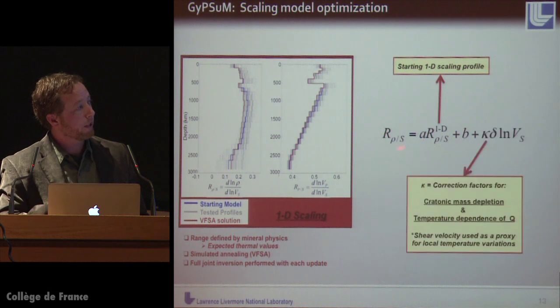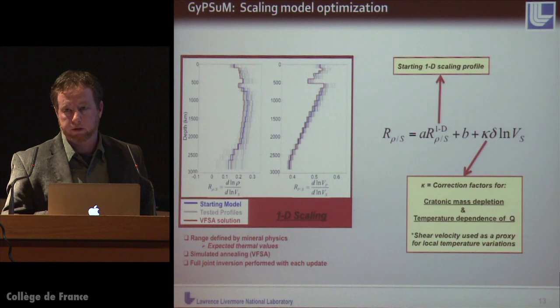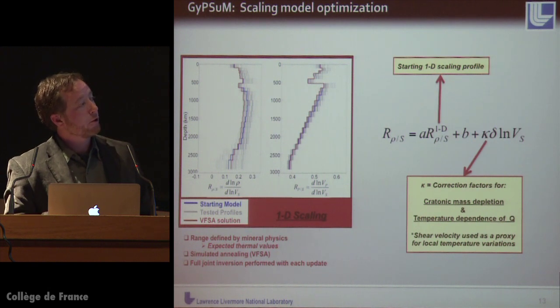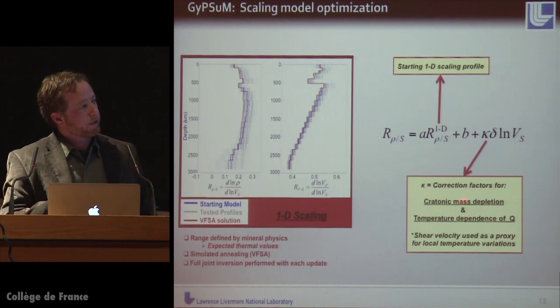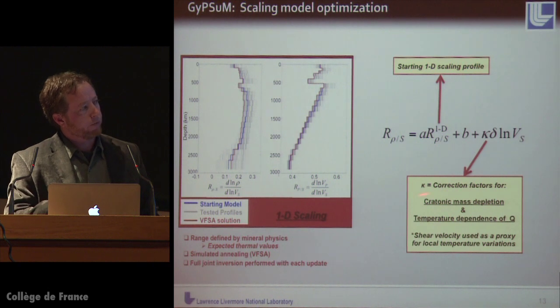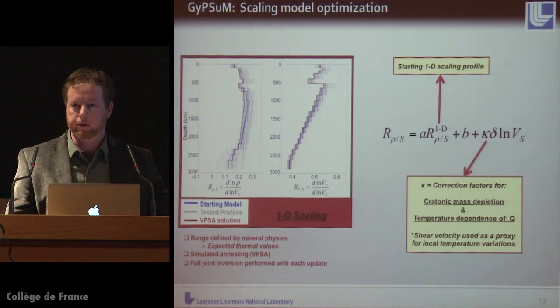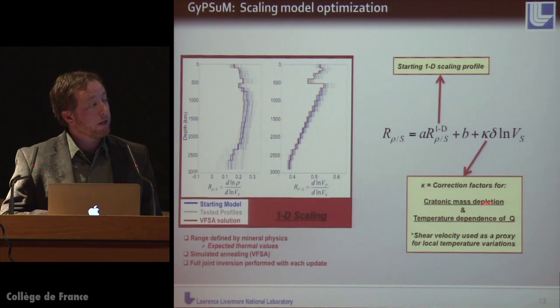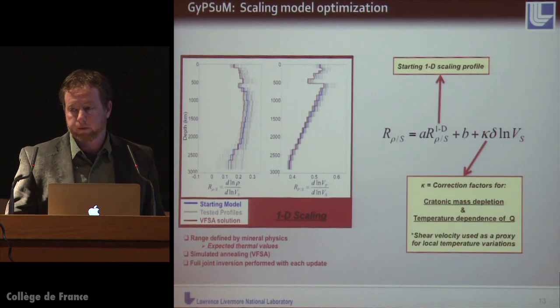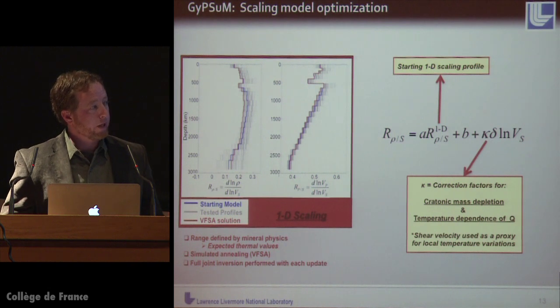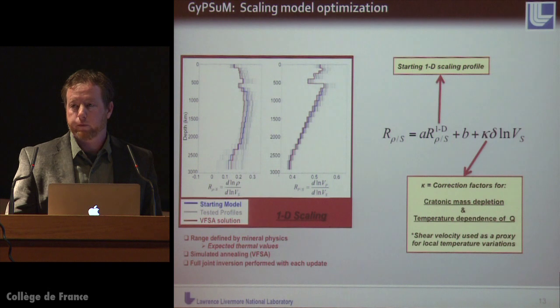What I'm not showing in that relationship, or wasn't shown before, are these correction terms that we actually solve for at the same time in this optimization. These correction factors account for the cratonic mass depletion, because we know the cratons can't be as dense as the shear wave speed suggests, and also the temperature dependence of Q, or the nonlinear effects, where if you have very high temperatures, this scaling factor should actually go way down.